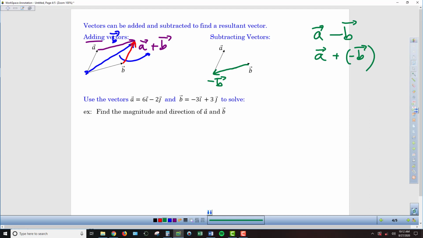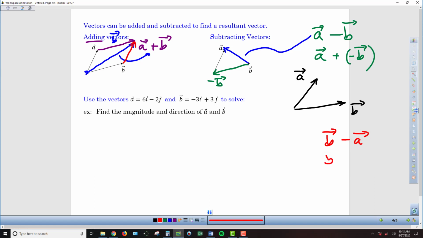If I'm adding negative B plus A, that's the same as adding A plus negative B, since we've already established that vector addition is commutative. Then we can go from this starting point of B to the ending point of A, from the tail of B to the tip of A, and that's going to be our A minus B. Now, if I try to recreate that diagram, here's our vector A, here's our vector B from our original picture. Now, if we turn it around, let's say we wanted to find B minus A.